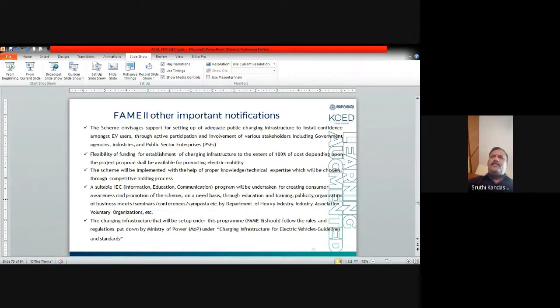The scheme will be implemented with the help of proper knowledge and technical expertise, which will be chosen through a competitive bidding process. Suitable IEC, information education communication, programs will be undertaken to create consumer awareness, on a need basis, through education and training, publicity, and organization of business meets, seminars, conferences, and symposia. We can promote e-vehicles.